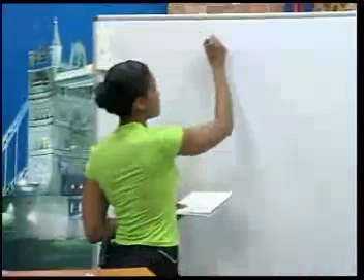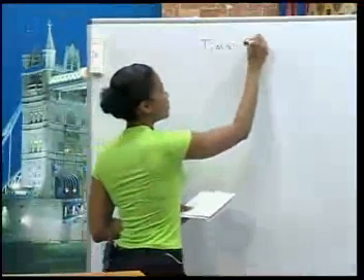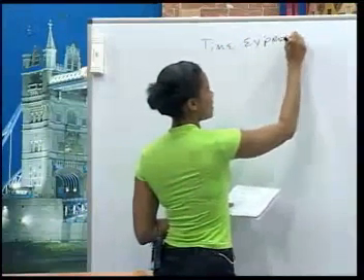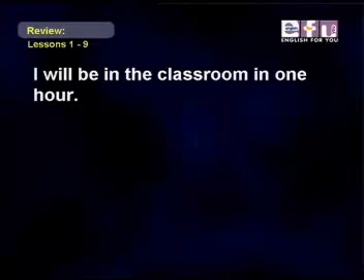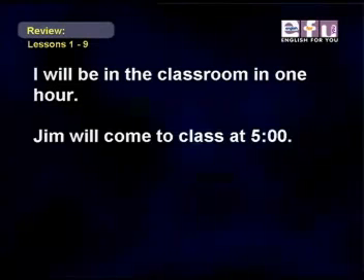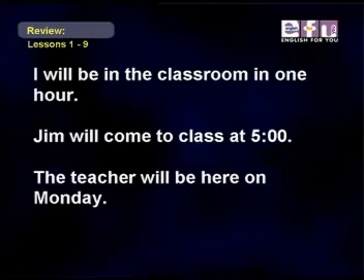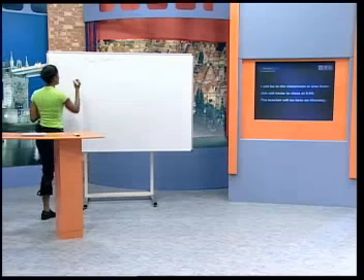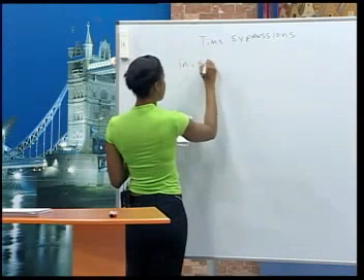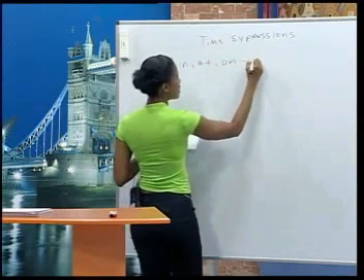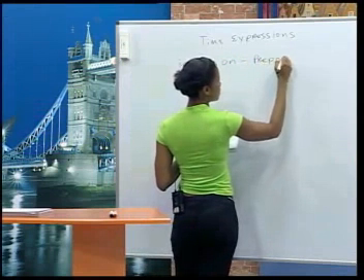Let's begin with a review of time expressions. Let's look at some examples. I will be in the classroom in 1 hour. Jim will come to class at 5 o'clock. The teacher will be here on Monday. So we can use in, at, and on as prepositions of time.